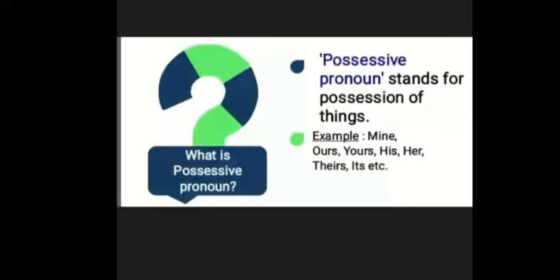Now, let's discuss the possessive pronoun. So what is it? The pronoun which stands for the possession of things is called possessive pronoun. Mine, ours, yours, his, hers, theirs, its are the possessive pronouns. Here one thing we have to keep in mind is that when the pronoun is used right next to the thing, it will be called possessive pronoun. But if the pronoun is used before the possessed thing, it will be called possessive adjective.